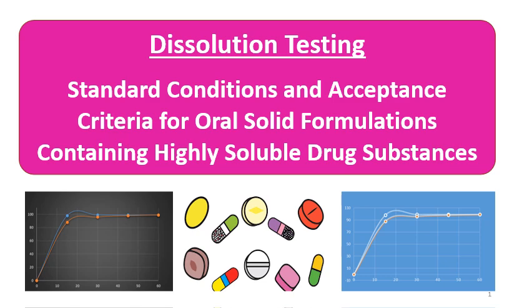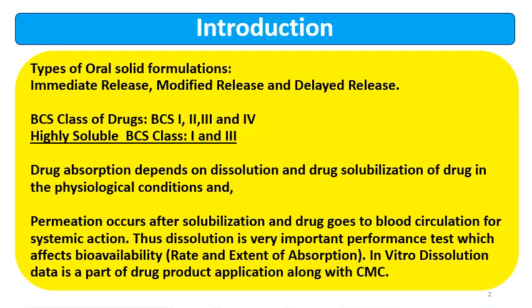It is mainly used for oral solid formulations containing highly soluble drug substances. Mainly the oral solid formulation should be there, and it should contain a highly soluble drug. Highly soluble drug, if you go by BCS, the soluble drugs are BCS 1 and 3. There are different oral solid formulations like immediate release, modified release, and delayed release. Out of these, only immediate release formulation can be taken for the standard dissolution testing and acceptance criteria.